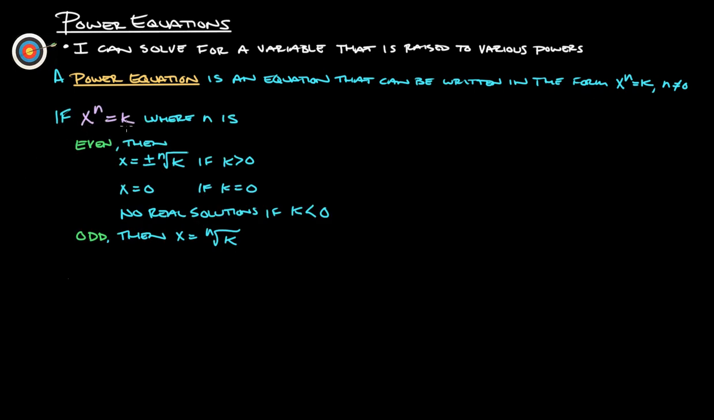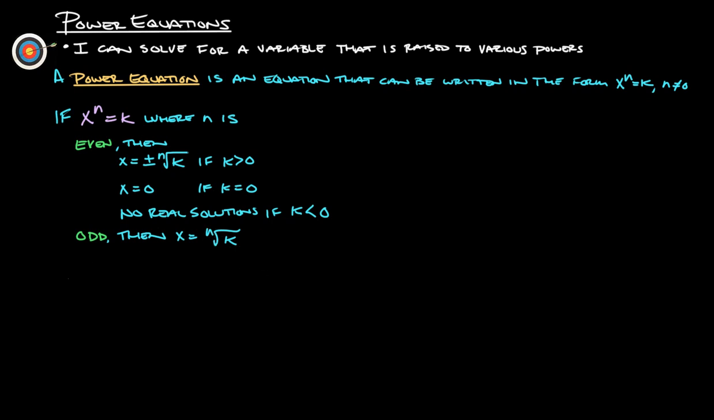If x to the n equals k, where n is even, so if the power is even, then it's just going to be like the last section that we did, where x is going to be plus or minus the nth root of k if k is greater than 0. It's going to equal 0 if k equals 0. And then x is not going to have any real solutions if k is less than 0. Now, if the power is odd, then that odd power is simply going to be the odd root of k.